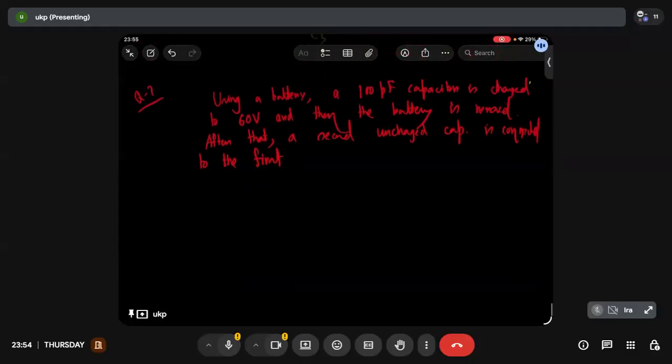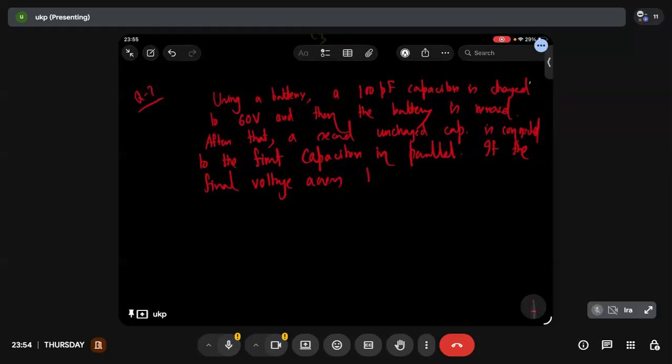After that, a second uncharged capacitor is connected to the first capacitor in parallel. If the final voltage across the second capacitor is 20 volt, find the capacitance in picofarad unit.